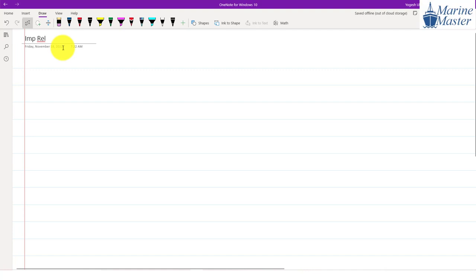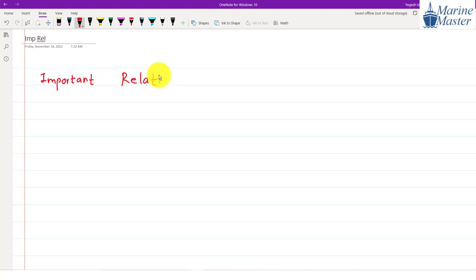So before going further, everyone give the heading. Important relations of what? Reverse Carnot cycle. Guys, give the heading.